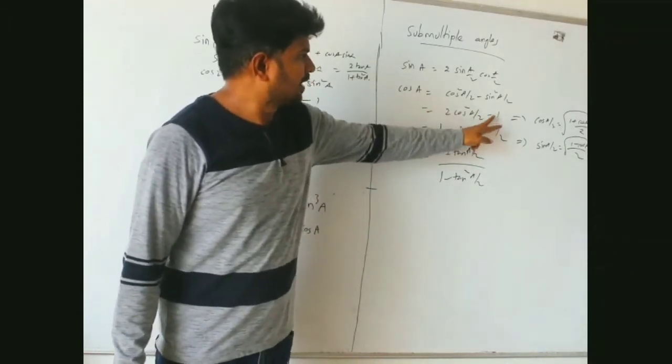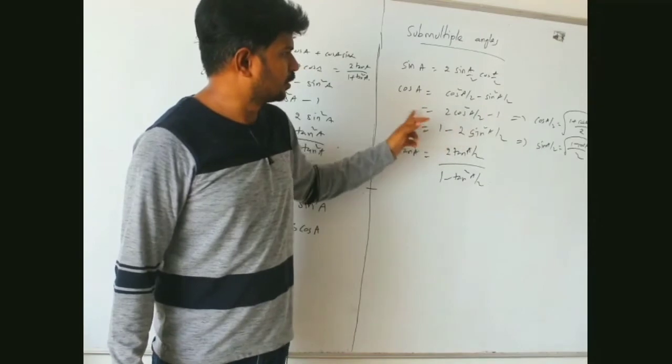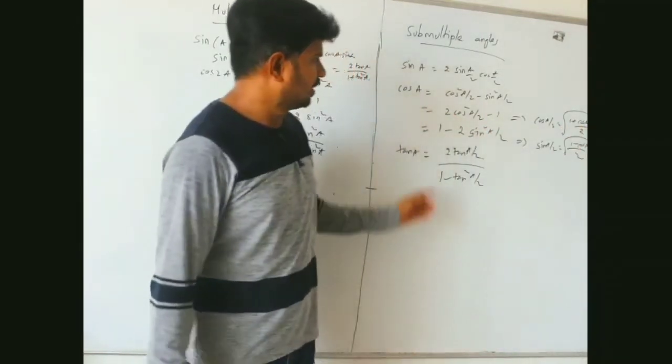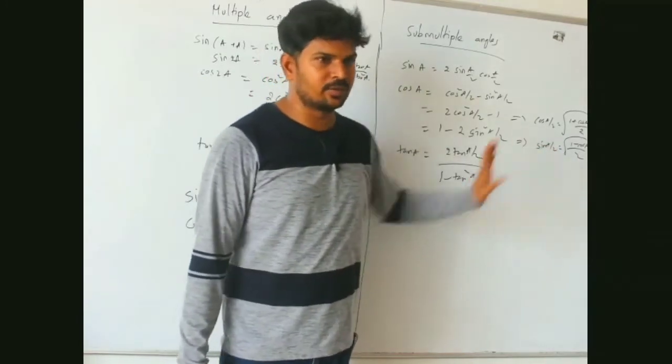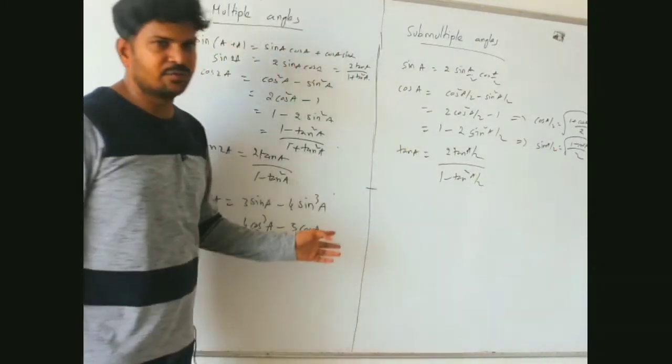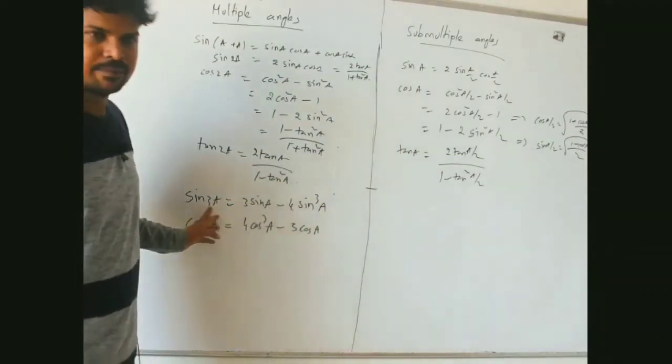If you take minus 1 to this side, cos A plus 1 divided by 2, square root of, you will get cos A by 2 as square root of 1 plus cos A by 2. Similarly, sin A by 2 as square root of 1 minus cos A by 2. So for tan A by 2 also you will get a formula. This is for submultiples. If they ask you for A by 3, go for this formula.